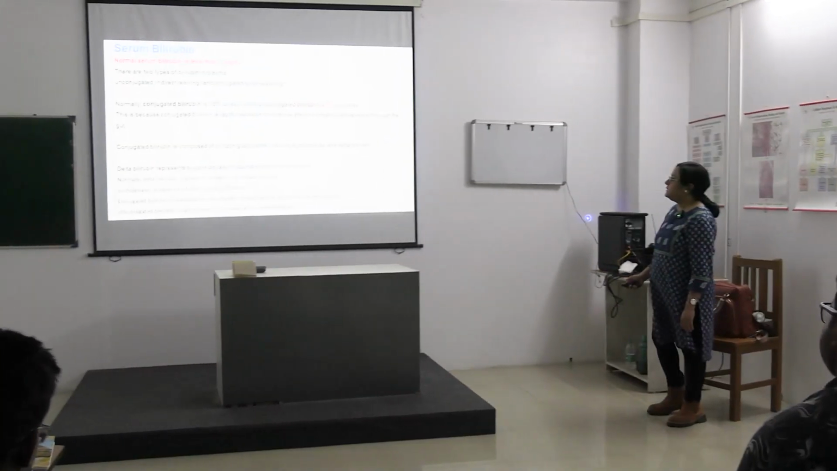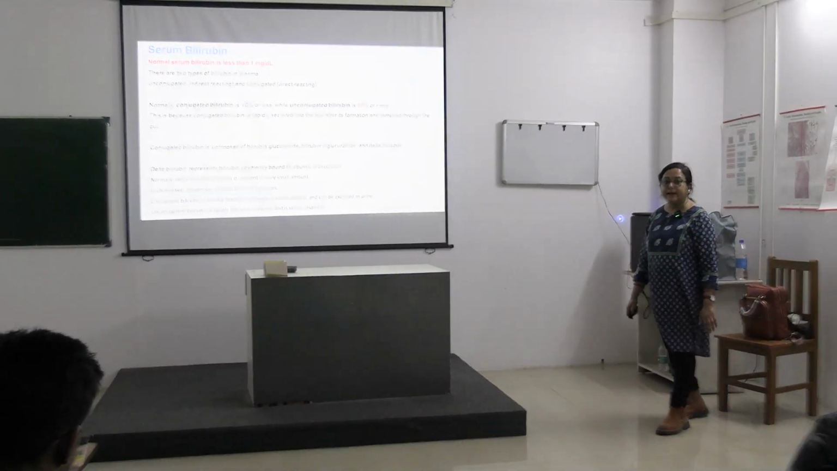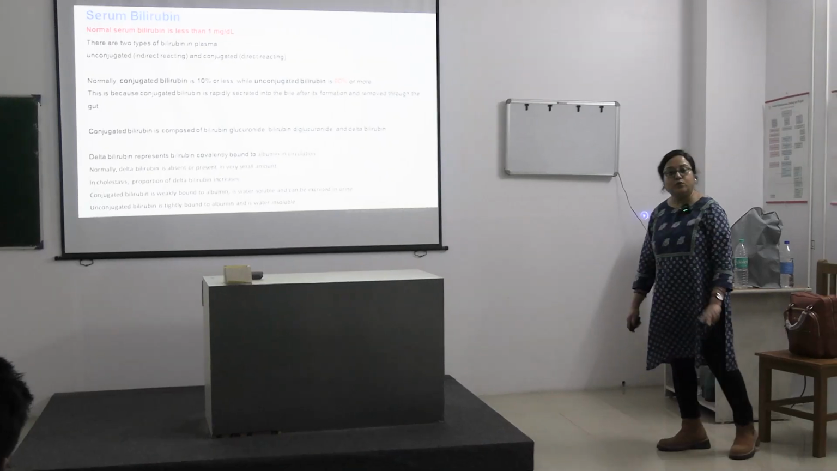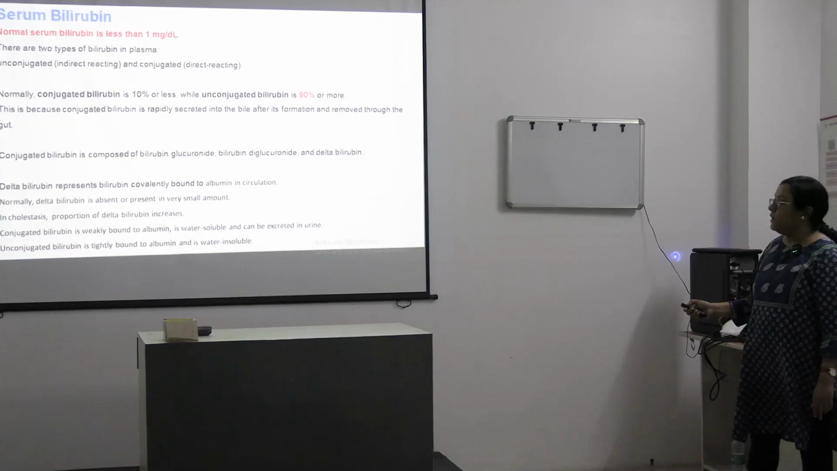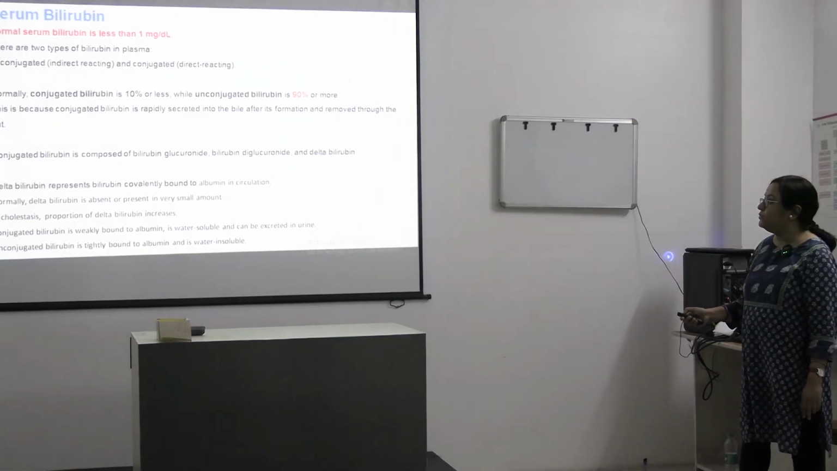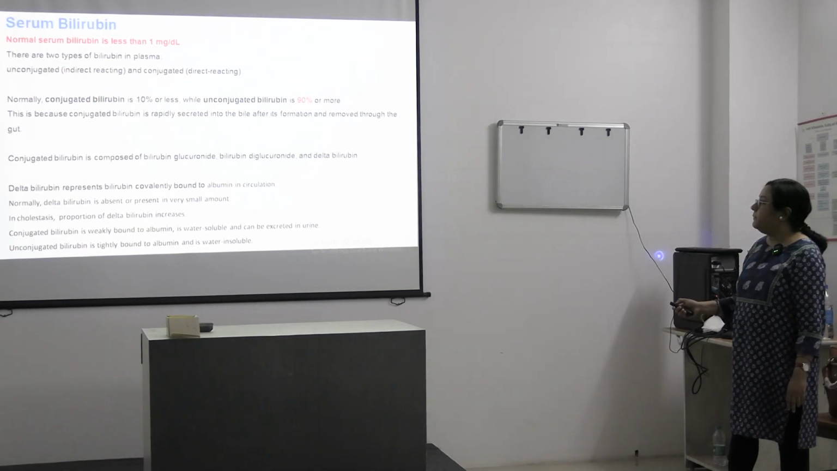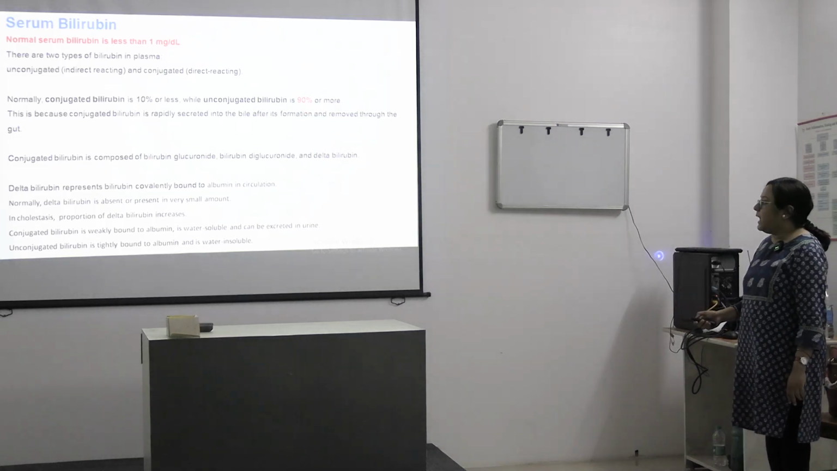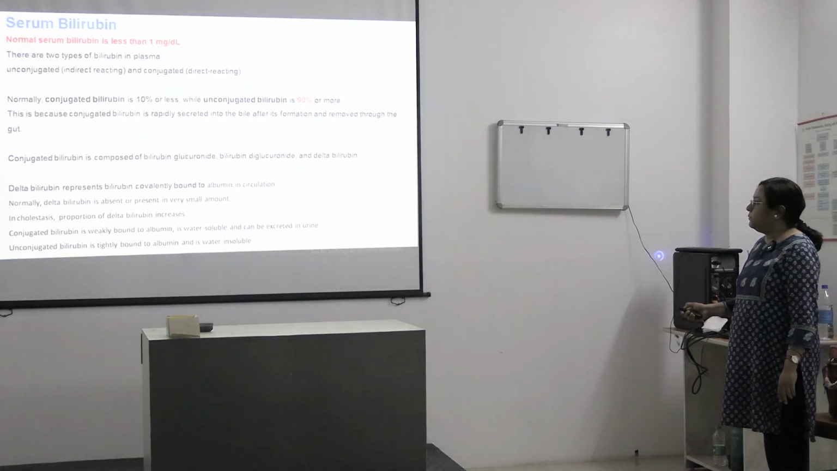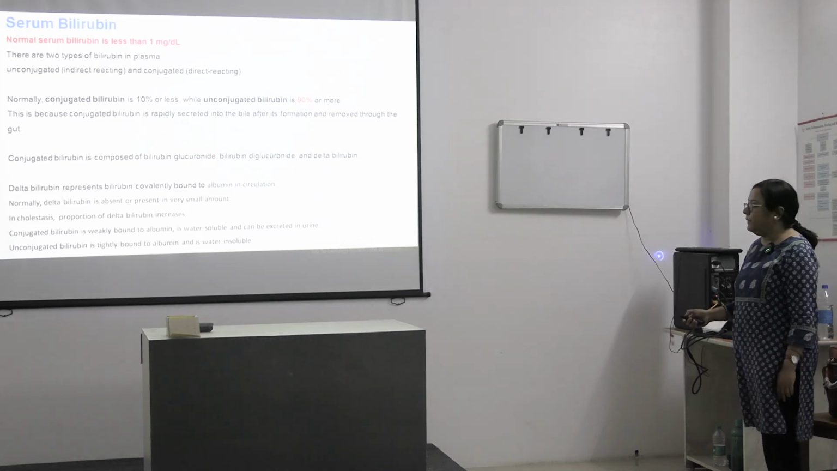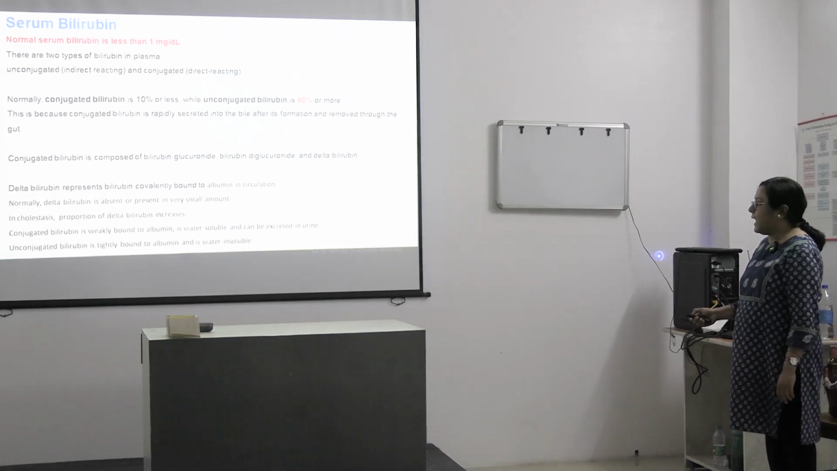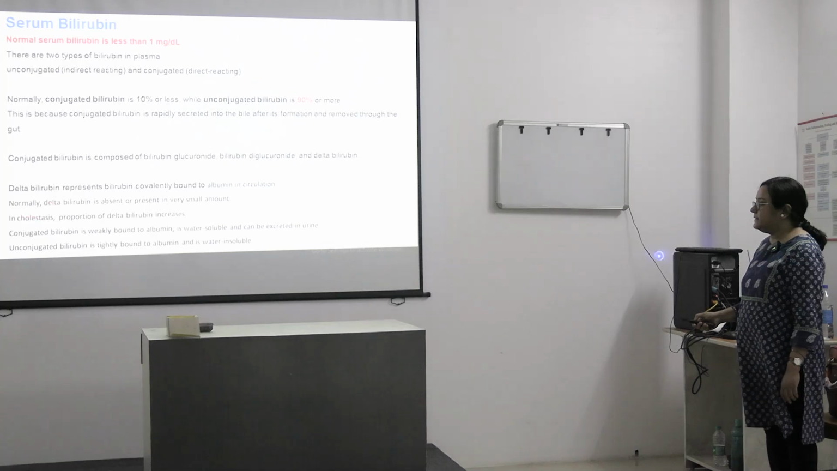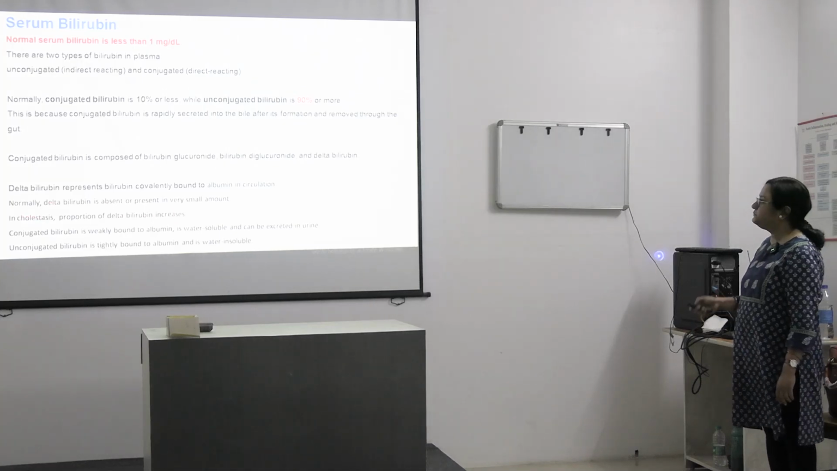Now serum bilirubin, normally it is less than 1 milligram per dl. There are two types of bilirubin, conjugated and unconjugated. The conjugated one is called direct reacting and unconjugated is indirect reacting. 90% is unconjugated, and conjugated bilirubin is composed of bilirubin glucuronide, diglucuronide and delta bilirubin. Now this delta bilirubin represents bilirubin bound to albumin, and in cholestasis delta bilirubin will increase.